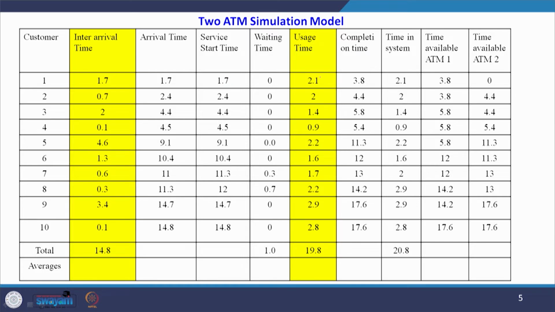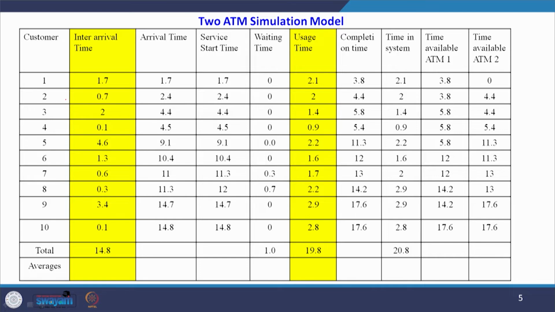Then the usage time follows a normal distribution, this is also randomly generated. Then the completion time is service start time plus usage time. So, 1.7 plus 2.1, so 3.8. The time in the system is completion time minus arrival time, so that is 3.8 minus 1.7. And the first customer is going to get the service from ATM 1. So, ATM 1 is available for service only after 3.8 minutes. So, the second ATM is free.